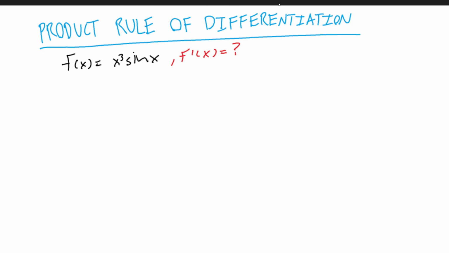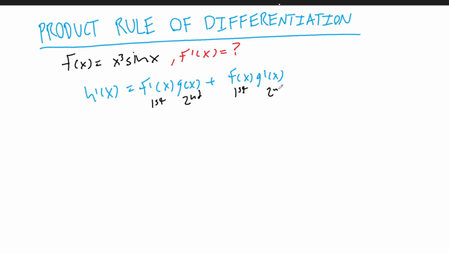So remember the product rule. Let's just write it down one more time. H prime of x equals f prime of x times g of x plus f of x times g prime of x. So this is the first, this is the second function within f of x, and this is the first, and this is the second.